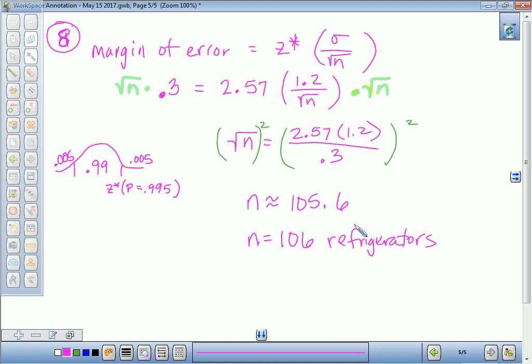That's not a possibility. We can't have a fraction of a refrigerator. So we would have to sample 106 refrigerators. If we drop down, we are no longer at a 99% confidence interval.